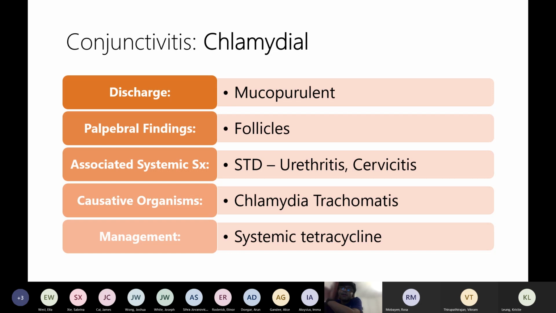So it's halfway between purulent and just watery. Palpebral findings, you get follicles this time.